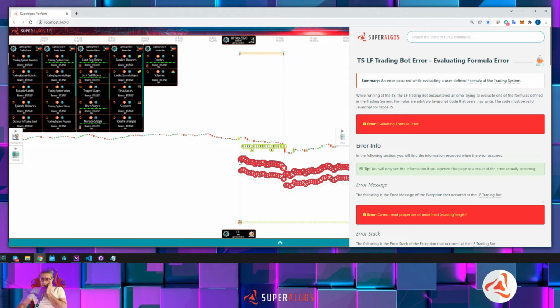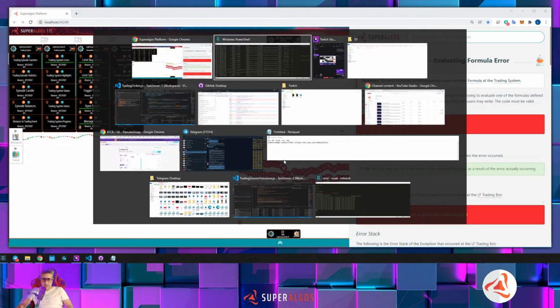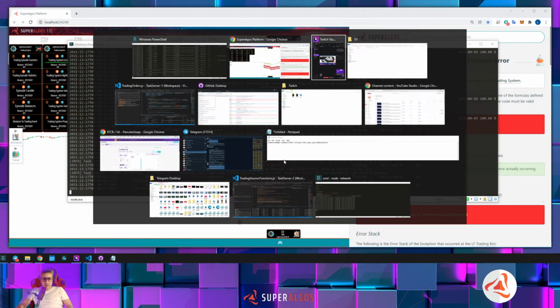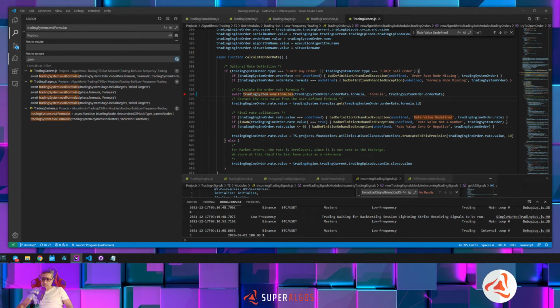Error evaluating formula. Which formula are we talking about? Okay, the thing that it doesn't close the stuff might be related to the stop loss and take profit formula. The stop loss are related to the phase formula. And the phase, let's search for where we were defining the phase formula.